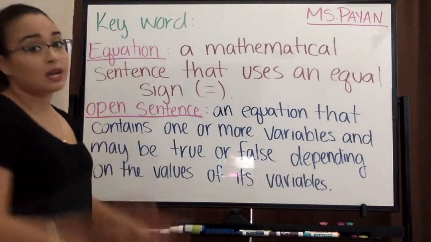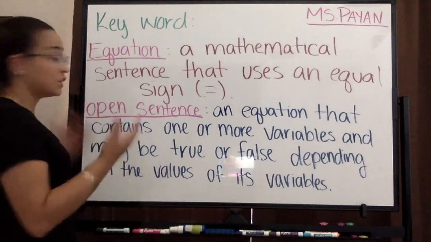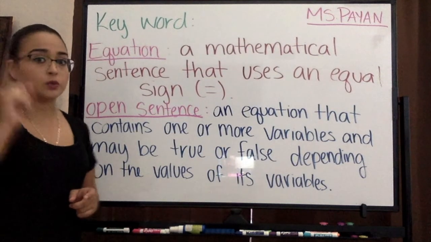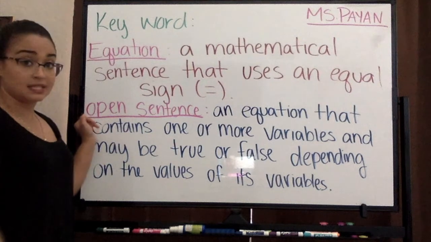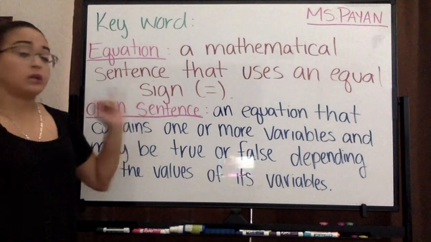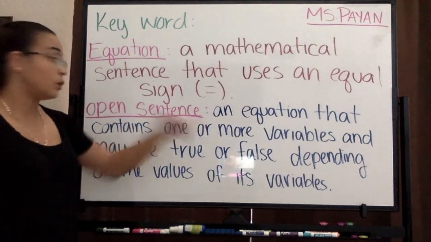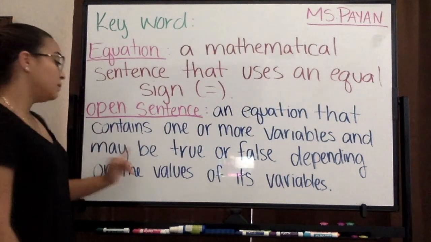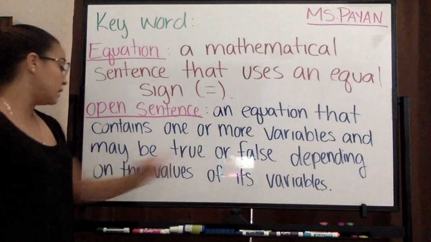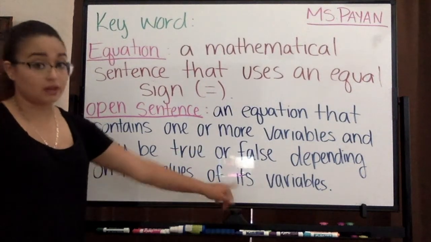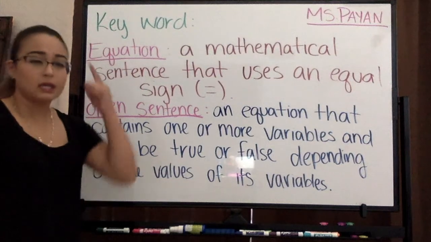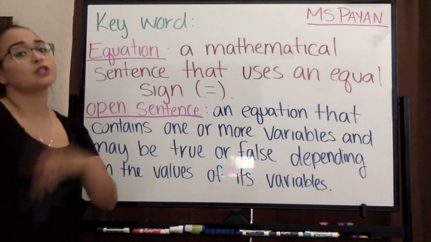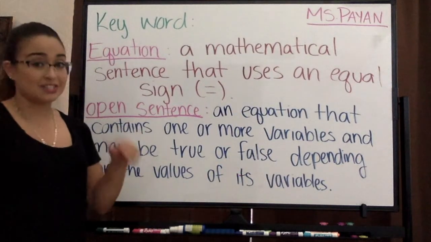Okay. Now, there's one thing I want you guys to keep an open mind to. Open sentence. An open sentence is an equation that contains one or more variables and may be true or false depending on the values of its variables. Okay? Keep that in the back of your head for right now. First, we're going to look at the equations that I had written on the other side of the board first.